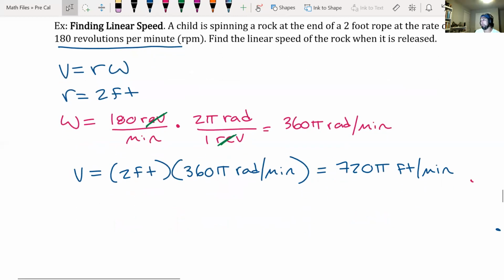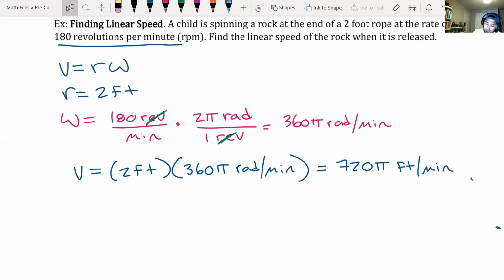Why did it change from radians to feet? Because radians is giving us a measure of angle. We already found out how much of an angle is being swept out, and now all we are worried about is linear speed. We want to know how fast this rock is traveling, so that angle unit of measure no longer matters.